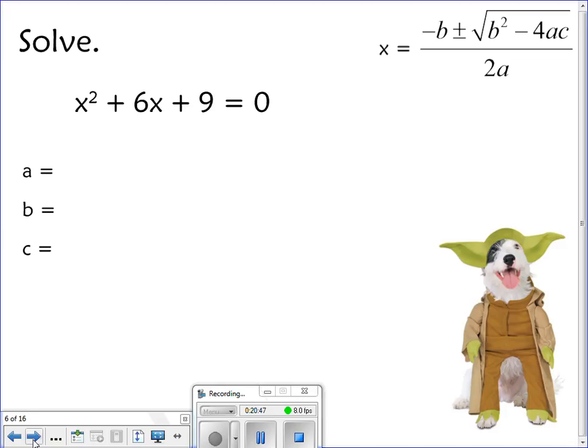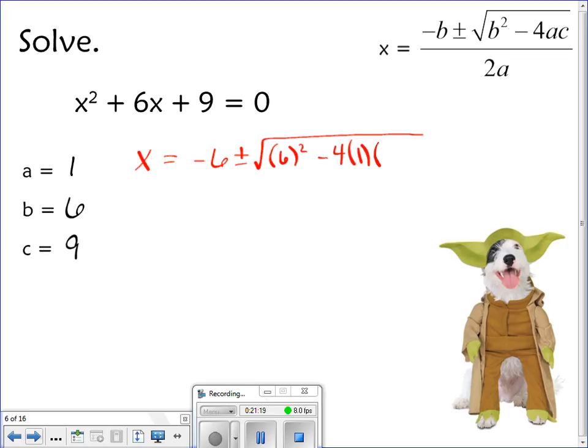All right, take a look here. X squared plus 6x plus 9 equals 0. Oh, it's already set up. Good. It's already set up equal to 0, which makes me happy. Good. 1, 6, and 9, your A, B, and your C. So x equals negative b, negative 6, plus or minus square root b squared, 6 squared, minus 4 times 1 times 9 all over 2 times 1.